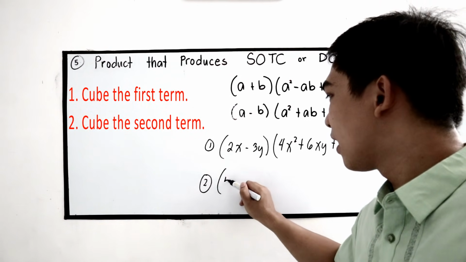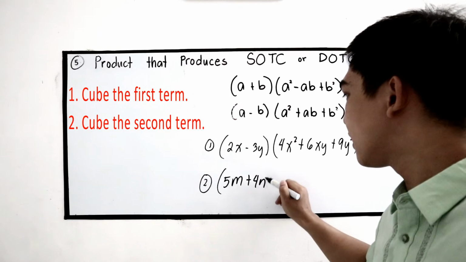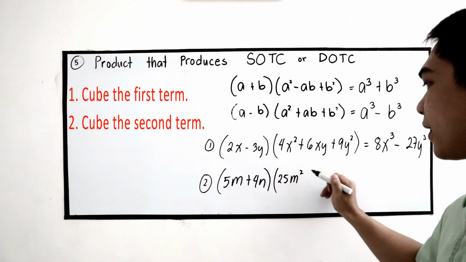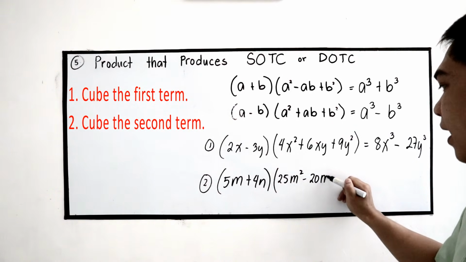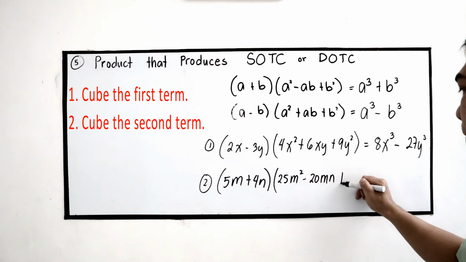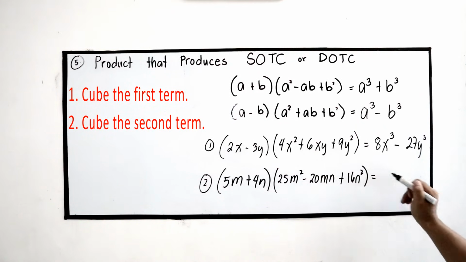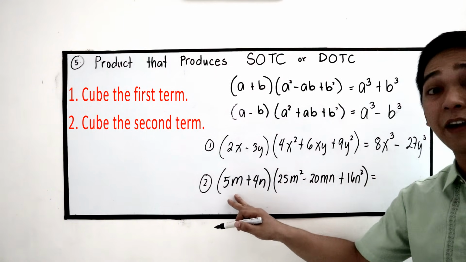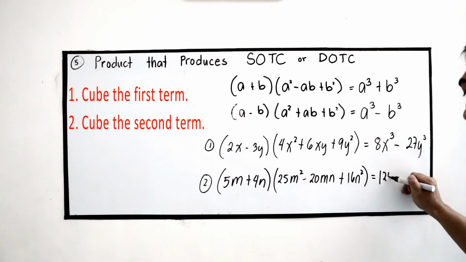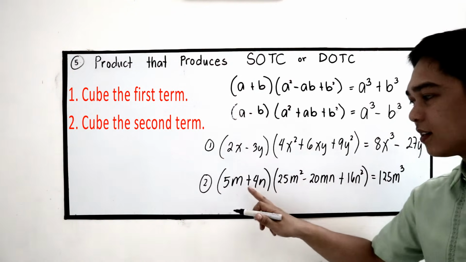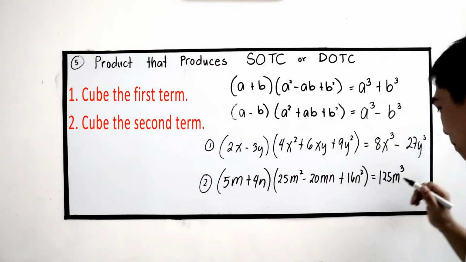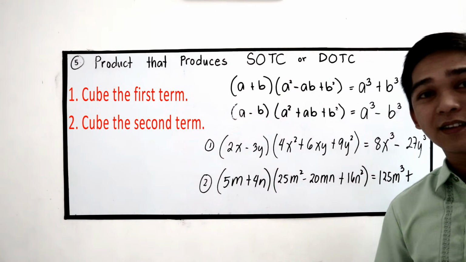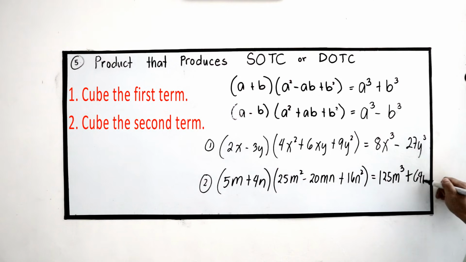Second example, (5m plus 4n) times (25m squared minus 20mn plus 16n squared). Focus on the binomial. 5 times 5 times 5, 5 cubed. That is 125 m cubed. The sign is plus. Plus 4 cubed. 4 times 4 times 4, 64 n cubed.